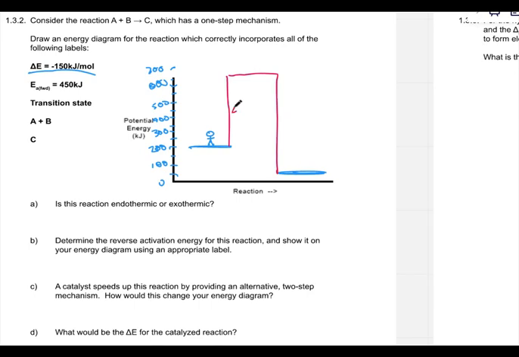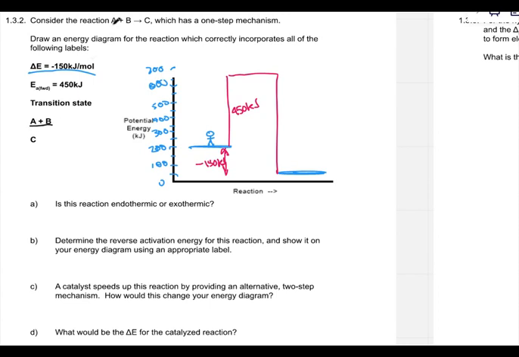So all of this is 450 kilojoules. Okay. From here down to the end is minus 150 kilojoules. That's the first number they told us to build into this. Second number is the bump in the middle. And that's just about all we need to draw this thing. Now, they also want us to label some pieces on it, which is easy enough.